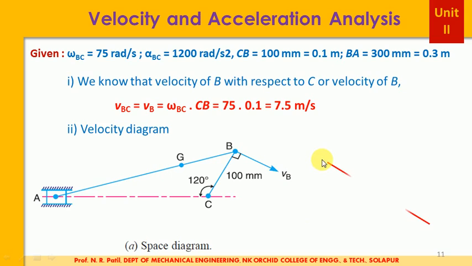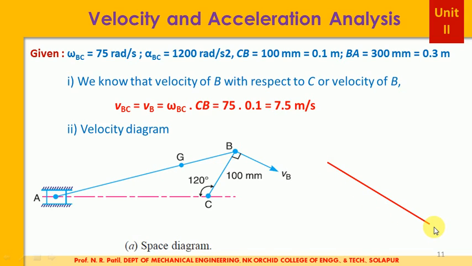So this is point C. From point C, draw a line perpendicular to BC. So always remember, this is BC. You have to draw a line perpendicular to BC from the fixed point C. So this is C. Draw a line perpendicular to BC. The length of this line will be equal to the magnitude 7.5. By taking some suitable scale, you can get the length of this vector. So this is point B.